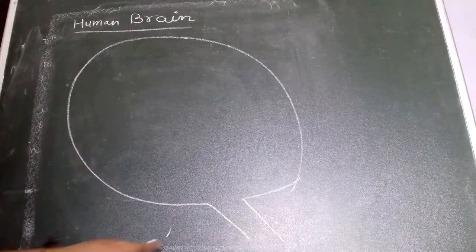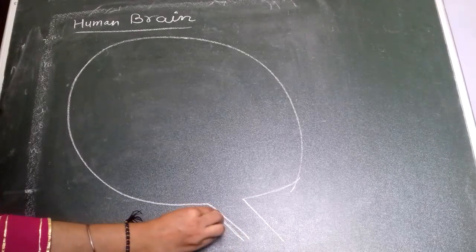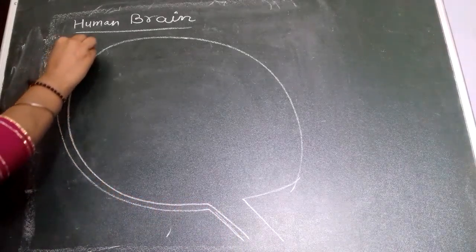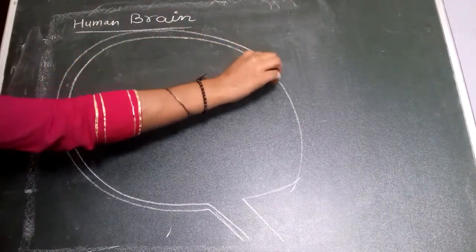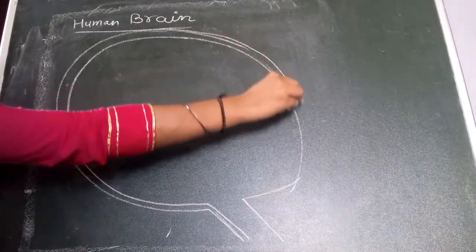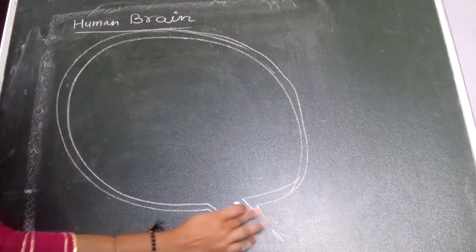Now we will make its boundary, a double boundary, because we know there are three meninges of the brain, that are dura mater, pia mater and arachnoid. So here these are two membranes.